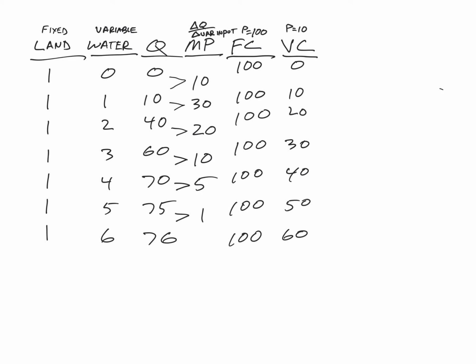Then total cost is simply the sum of fixed cost and variable cost. So we have 100 plus 0, 100 plus 10, 100 plus 20, 100 plus 30. Let's fill that in.